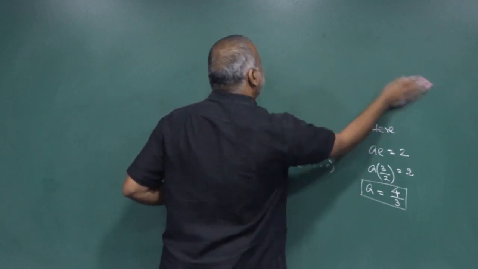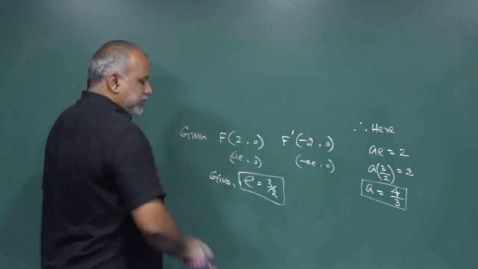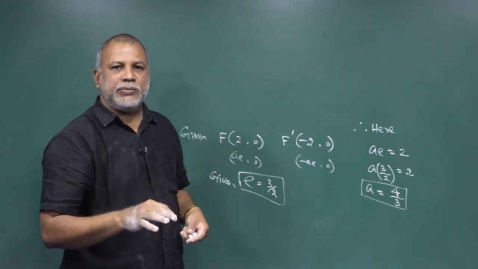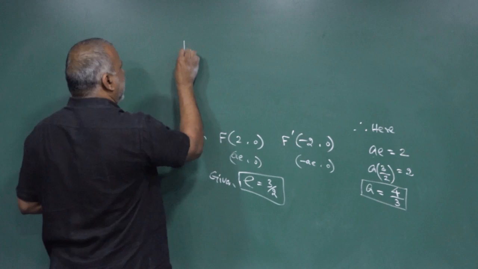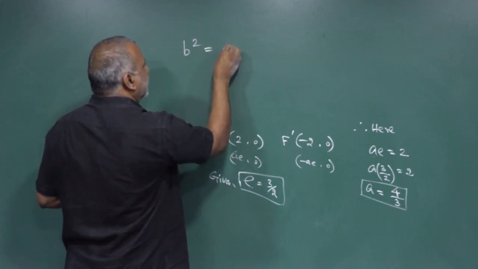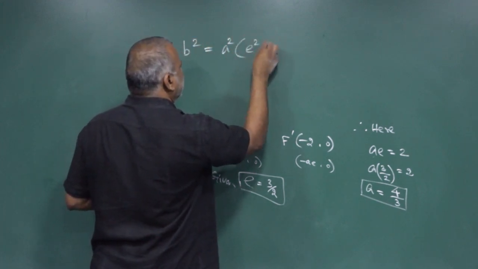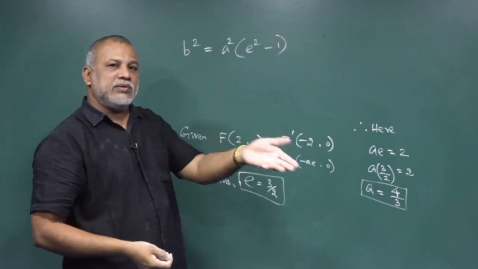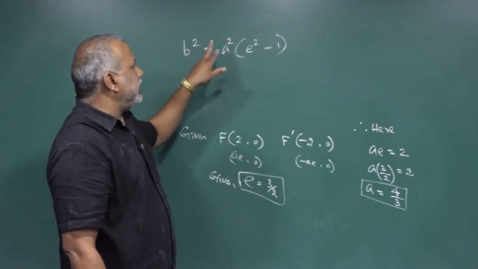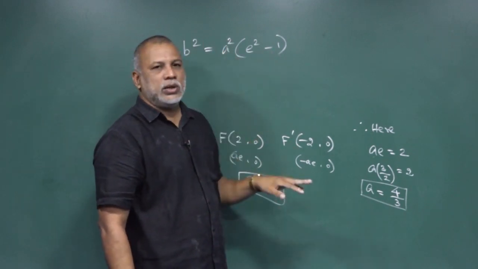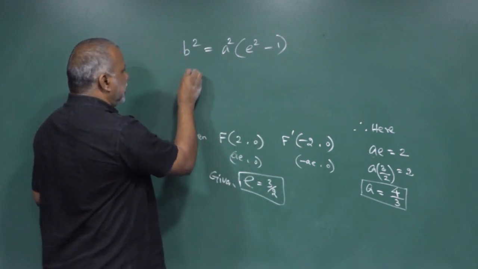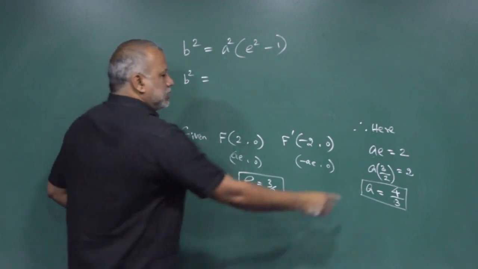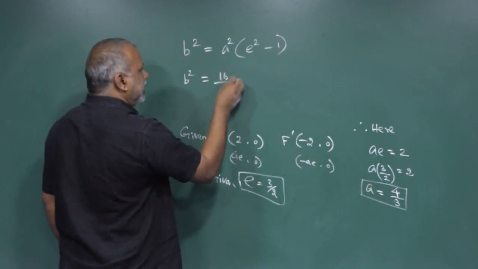Then we need the B value, that means B squared. From the basic definition of hyperbola, we worked out the standard equation of the hyperbola. In that, we have the formula B squared equal to A squared times (E squared minus 1). You can refer to your standard equation of the hyperbola. So B squared equal to A squared, where A equal to 4 by 3, so A squared means 16 divided by 9.